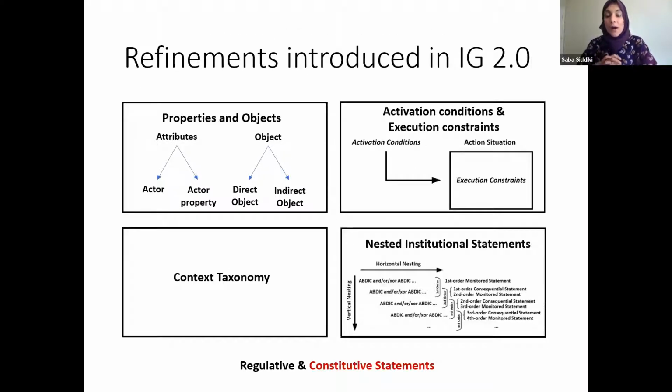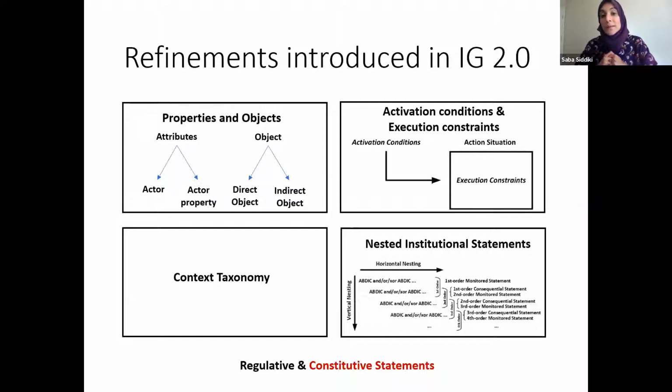For those of you who are familiar with the original grammar, I do want to highlight some additional refinements that have been presented with the IG 2.0. Some of these relate to syntactic components and how we are characterizing and defining them. Some relate to how we're organizing information that has been assigned to syntactic components. And then we also present a novel syntax for constitutive statements, which is the focus of today's lecture. But I will take a moment to highlight some of these other refinements.